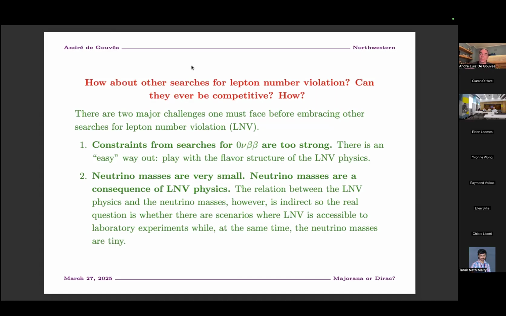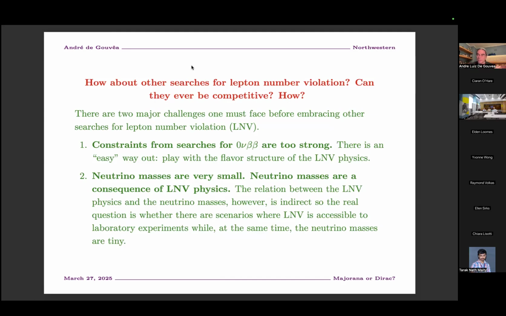And there are lots of ways of circumventing that. One very easy way is that neutrinoless double beta decay is very sensitive to the electron flavor of things. So if somehow you can hide the lepton number violation away from the electron flavor, you might be able to say that the rate for neutrinoless double beta decay is very small because of flavor physics, which means that you have to look for lepton number violations somewhere else where the flavors are not just the electron flavor.